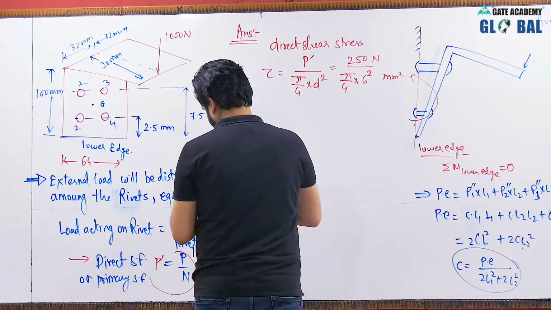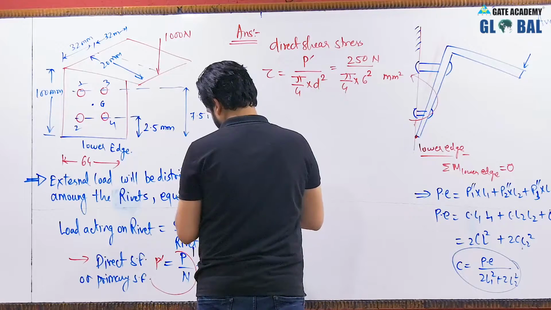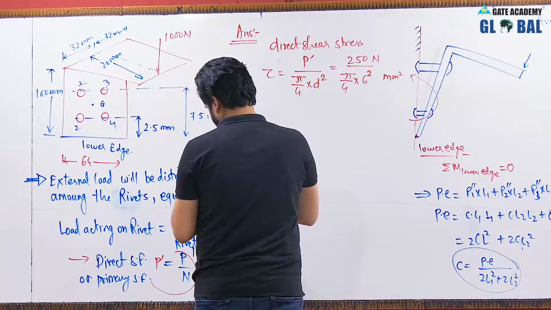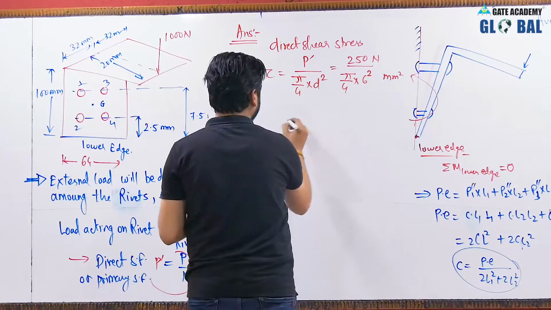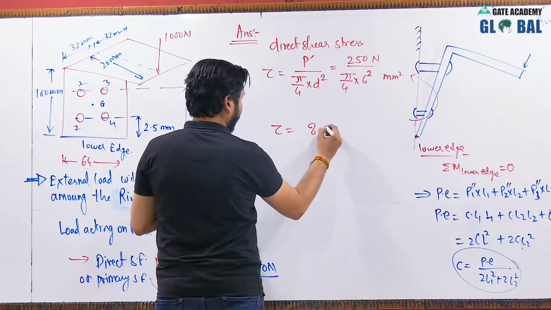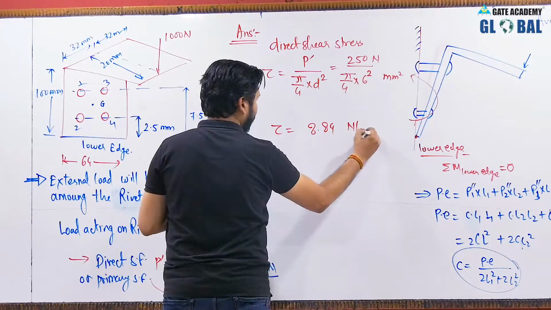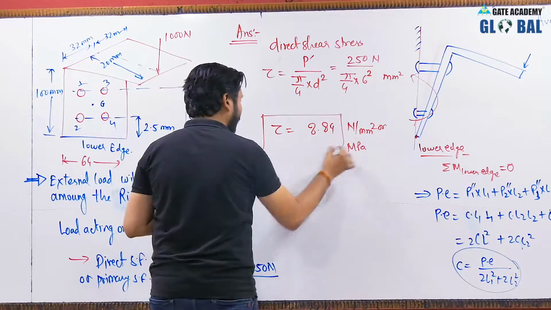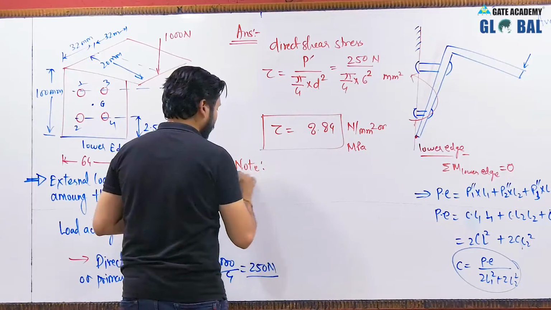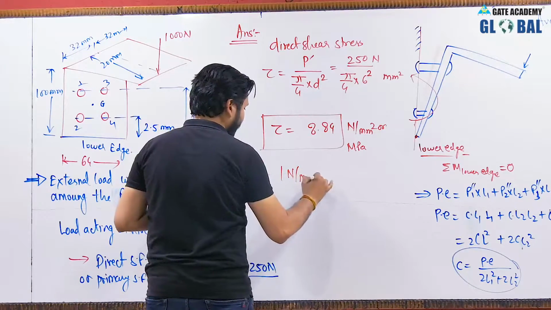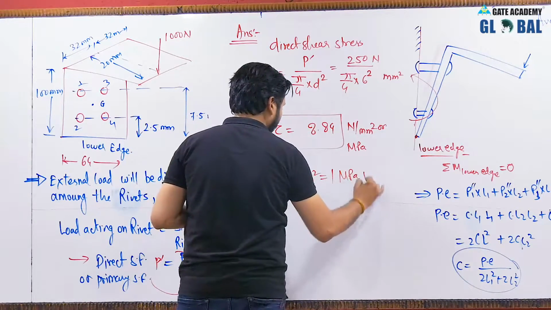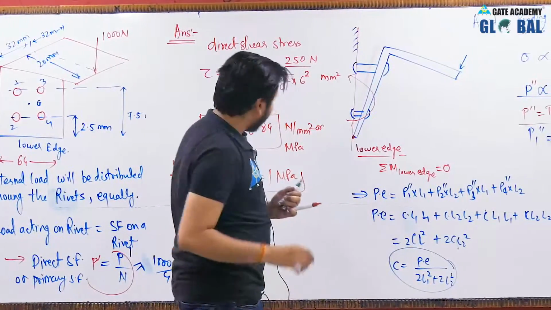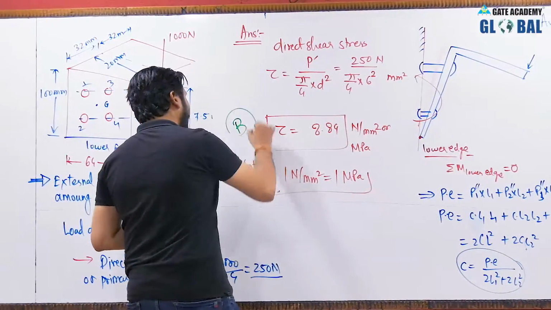So this will be 250 divided by pi by 4 into 6 squared. This is coming out to be 8.84 newton per mm square, or you can call it megapascal, because 1 newton per mm square is equal to 1 megapascal. Always remember. So according to our answer, option number B will be the right answer.